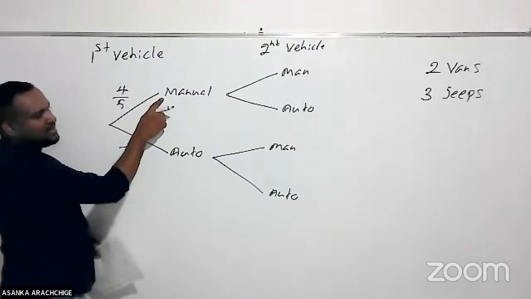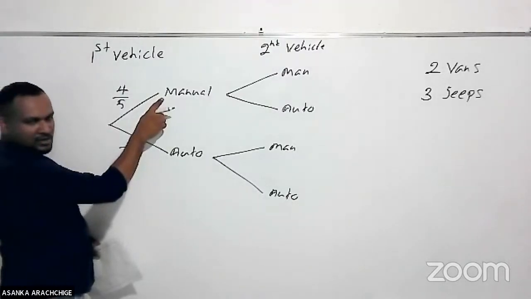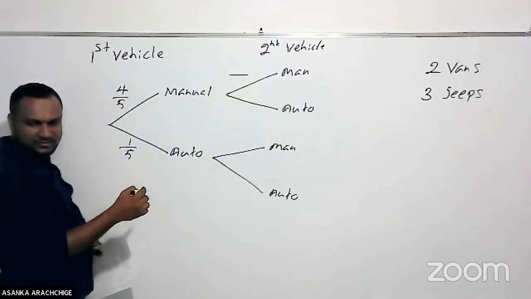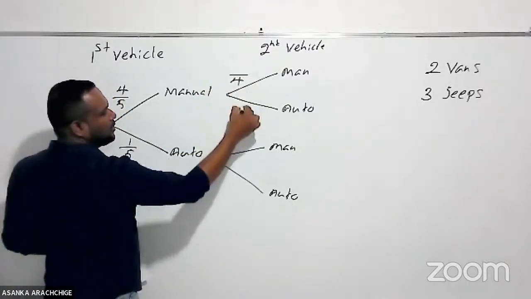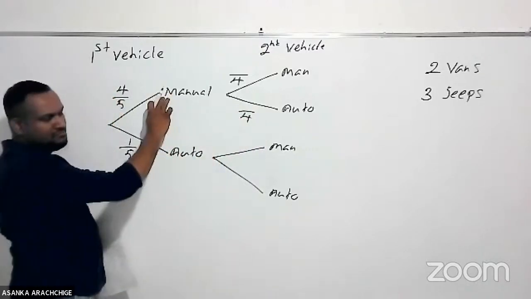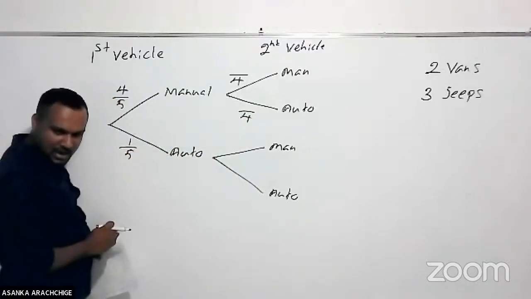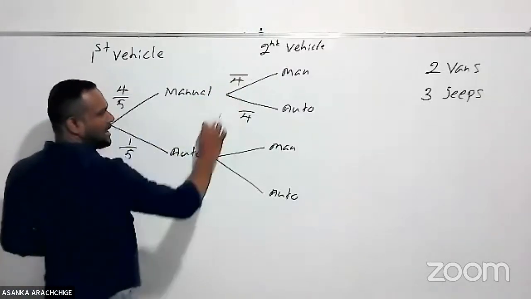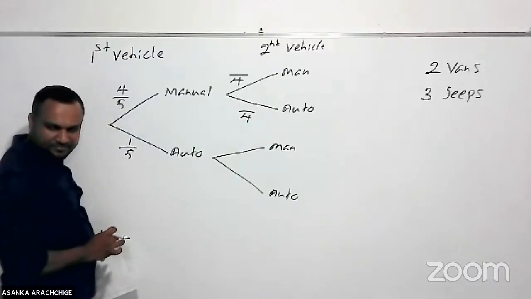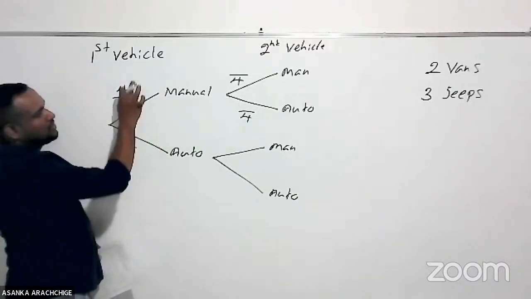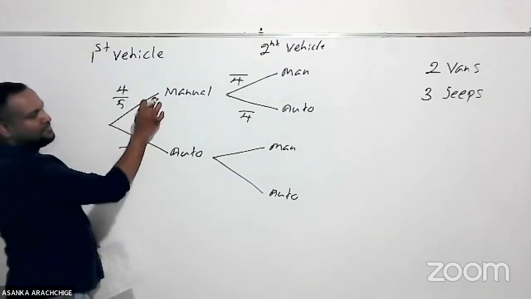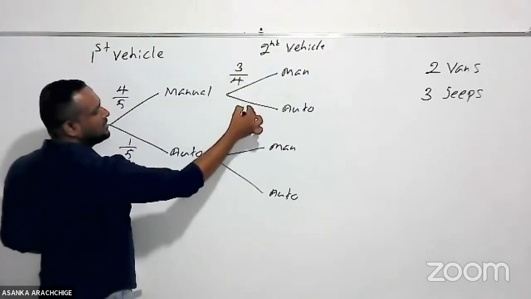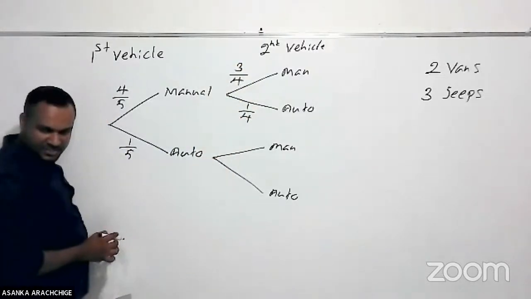If the first vehicle to exit is manual, now how many vehicles are there in the park? 4 vehicles. Now there are only 4 vehicles, because one vehicle has left the park. When the second vehicle exits, how many vehicles are in the park? 4. How many manuals are there? Because the first one has been manual, now there are only 3 manuals, but there is still one auto.